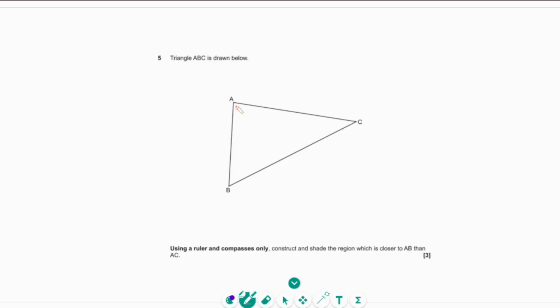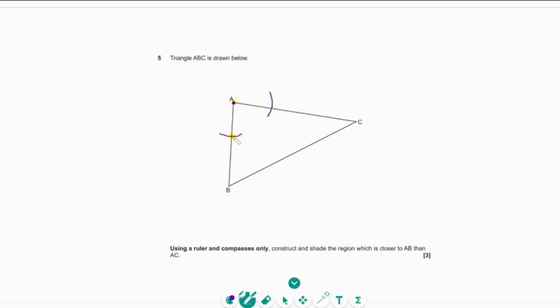So we've got this line AB and we've got this line AC. We want to construct a line between those two to show all the points that are in the middle. So we really want an angle bisector. So what you need to do is put your compass point here, open up your compass and just draw an arc. It doesn't really matter how far you open up your compass. Do not change the length of your compass after that.